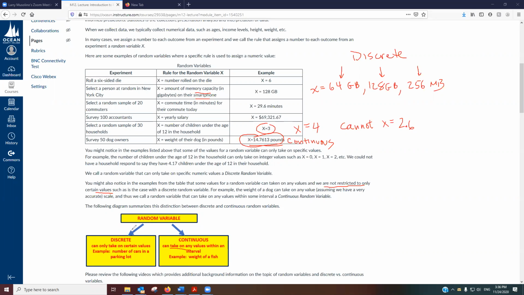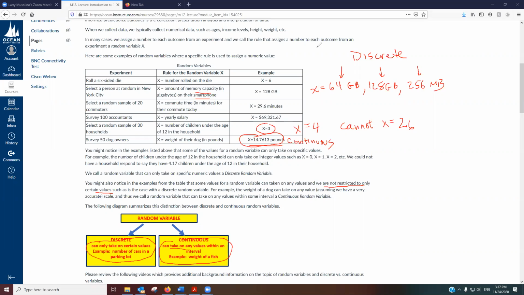So notice here's the distinction. Discrete can take on only certain values. Let's say the number of cars in the parking lot. Well, that can only be positive whole numbers. Continuous can take on any value like the weight of a dog or the weight of a fish. So as we're discussing these random variables, you can think of them as either being discrete or continuous.